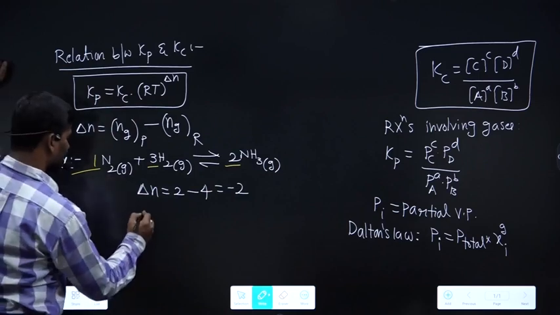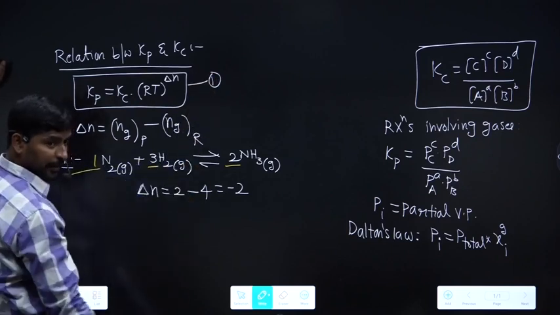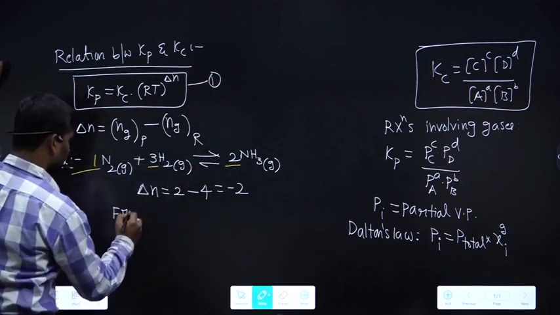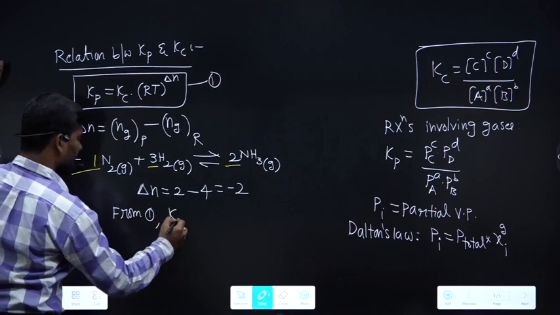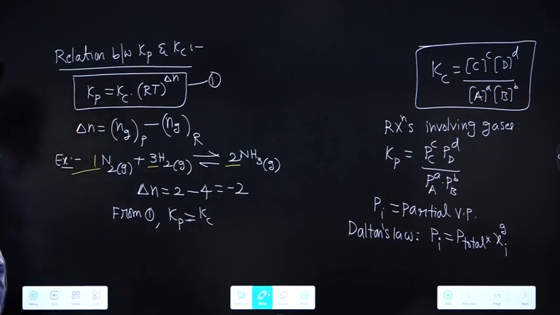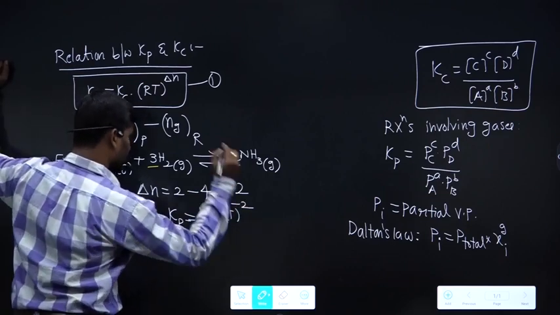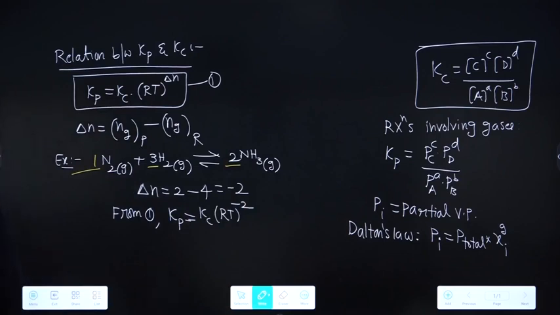So the relation between Kp and Kc is from equation 1. Let us consider that as equation 1. So from 1 we can give Kp is equal to Kc into (RT) whole power minus 2.